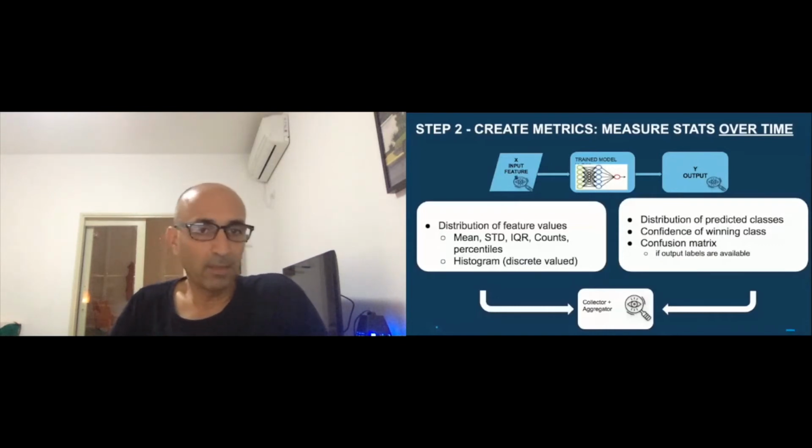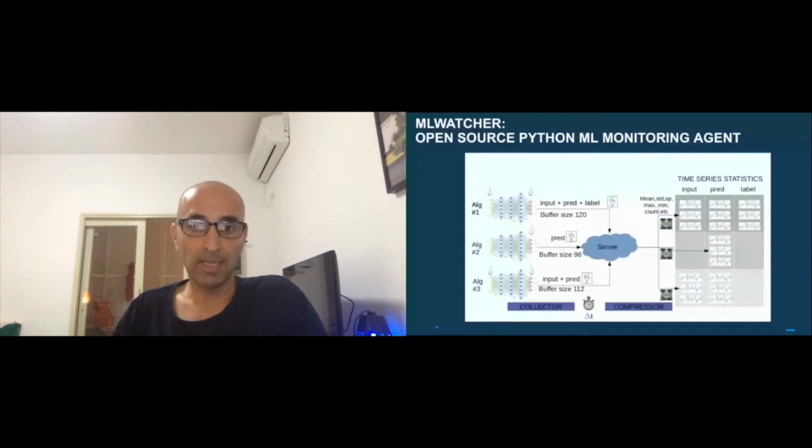So we actually designed an open source tool that can do exactly this. Basically, it provides you with hooks both at the input and the output, and it can track a lot of different instances or algorithms that are running in production. It's a client-server architecture, and it starts collecting the inputs and the outputs for every one of the models, and you can determine the buffer size. So how many samples do I need to see before I aggregate them into a number or a distribution?